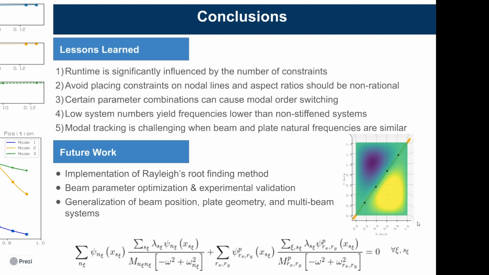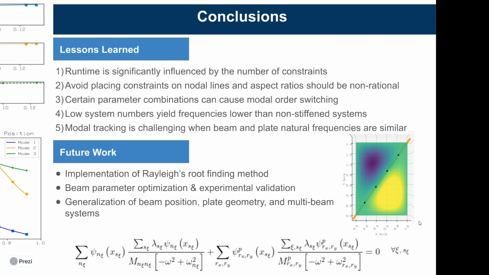Also, one should avoid placing constraint points on nodal lines of the plate modes, as well as using aspect ratios that are rational. This will cause numerical issues because sometimes degenerate modes, or modes that have the same natural frequency but different mode shapes, can occur for plates. Also, it is difficult to find zeros of the determinant function when the beam and plate have natural frequencies of similar order.